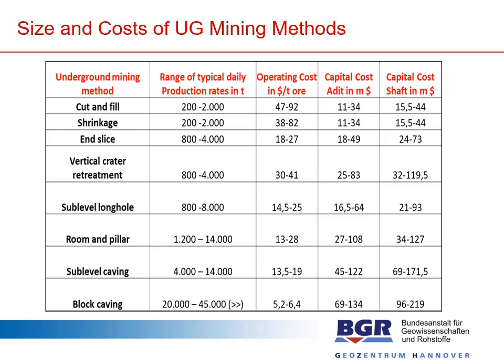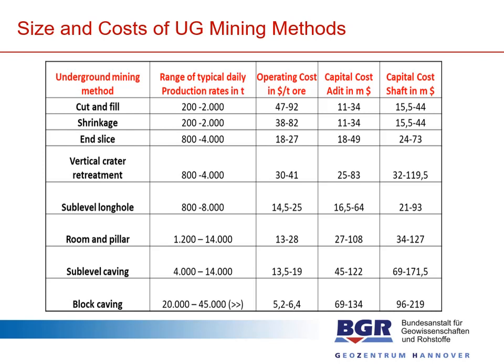When you apply end slice mining, vertical crater retreat or sublevel stoping, you will have higher typical ranges of production between 800 and 8000 tons per day, and you will also have lower operating costs at comparable to slightly higher investment costs. But you can only apply these mining methods if you have an ore body that is suitable for end slice, vertical crater retreat or sublevel stoping. So you need an ore body of sufficient size and especially sufficient thickness. All mentioned mining methods, cut and fill, shrinkage, end slice, vertical crater retreat and sublevel stoping, can only be applied for steeply dipping ore deposits.